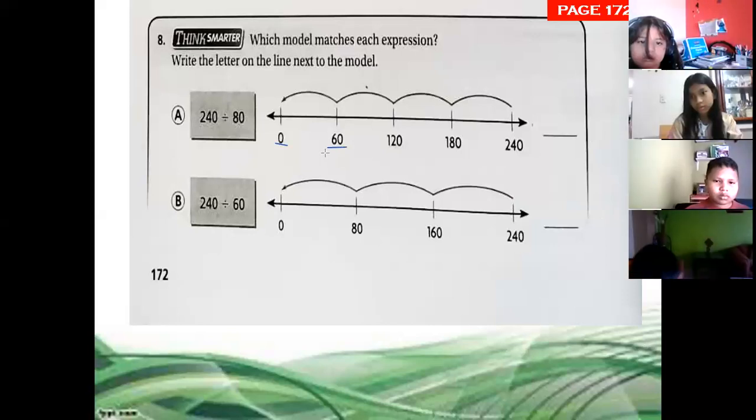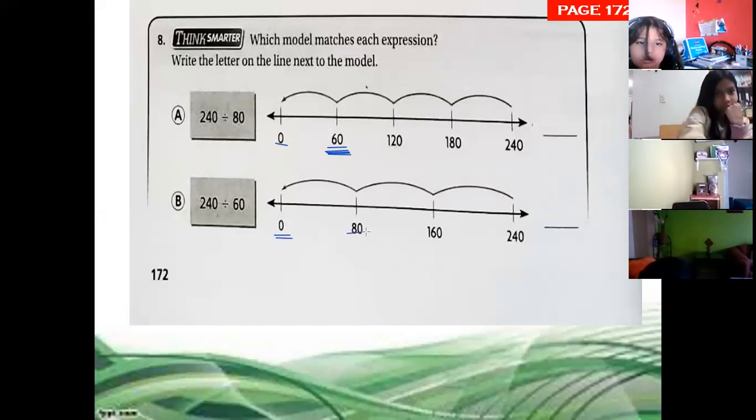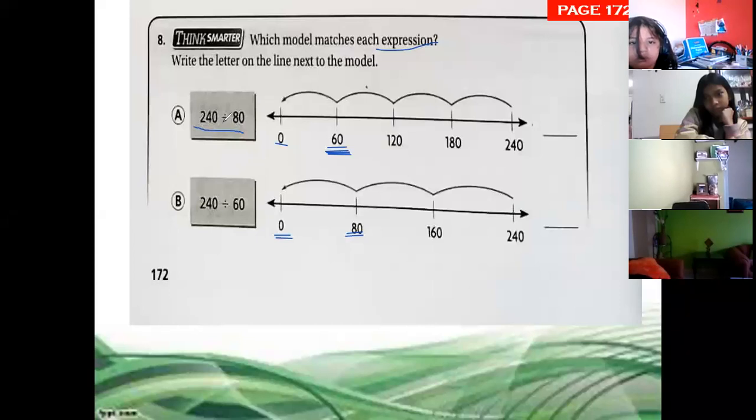120. That's this number, the number that I underlined many times. 60. Aha, so this jump goes from 60 to 0. And what about this one? From 80 to 0. So the question here is which model matches each expression? This is the expression and this is the model. This one represents 280 divided by 80, 240 divided by 80, or 240 divided by 60.